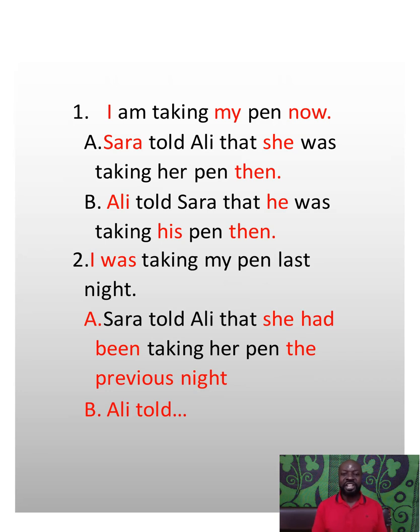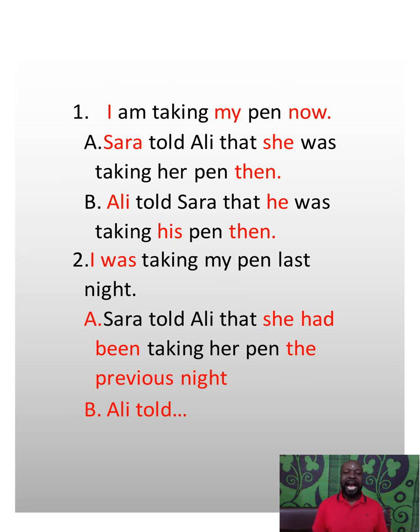I changes to she. Why? Because Sarah is a woman. My changes to her. Why? Because Sarah is a woman. Now changes to then. Why? Because maybe now means Monday, but you are reporting on Saturday. If you say now, you are meaning Saturday, but you want to mean Monday, even when you report after 1 year. So now changes to then.